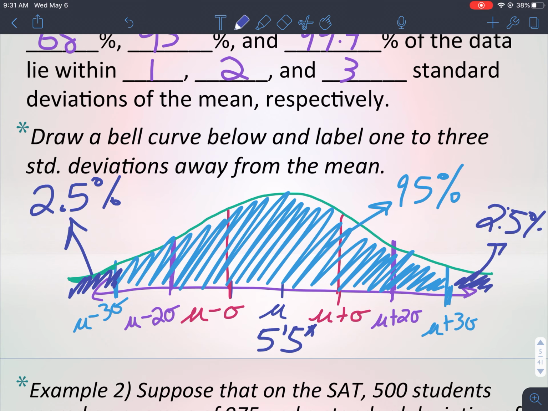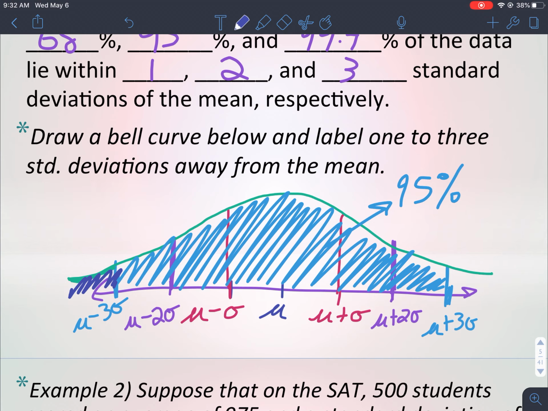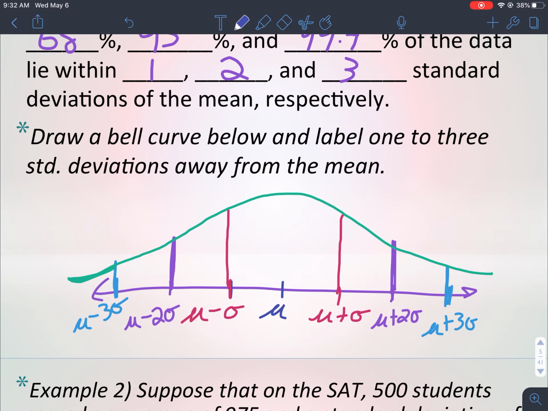Whoa, a lot of stuff. But this allows us to analyze percentages on any data set that has a bell shape. There it is.